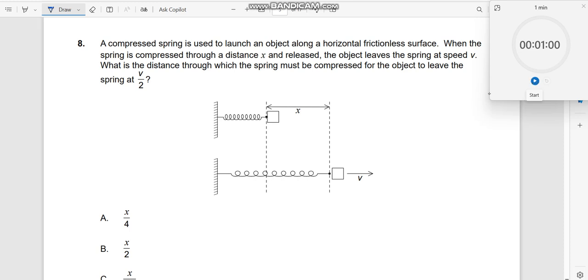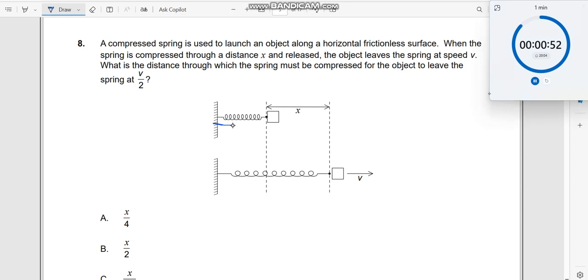Question number 8. A compressed spring is used to launch an object along a horizontal frictionless surface. Okay, there is a frictionless surface here and it is used to launch it. When the spring is compressed to a distance x and released, the object leaves the spring at speed v. Why should it leave? Because you are compressing it.